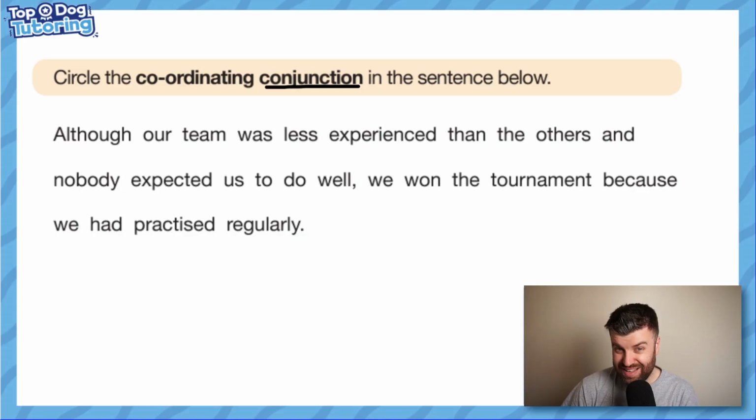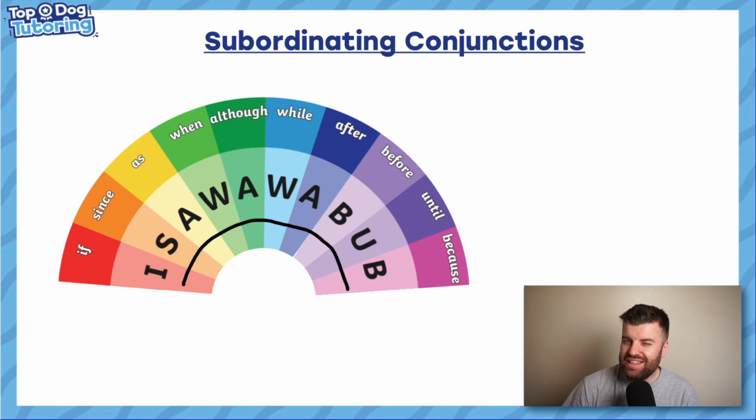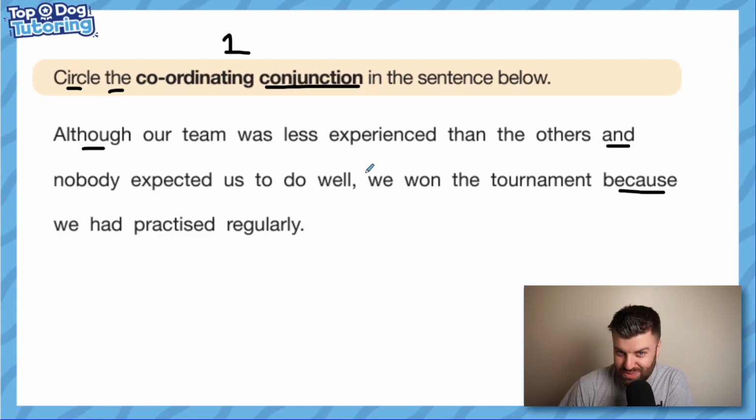Okay, again, if you did not know what coordinating meant, you would look through this and see, although our team was less experienced than the others and nobody expected us to do well, we won the tournament because we had practiced regularly. So we're stuck here. We've got three conjunctions. Here it says circle the coordinating conjunction. That is just one. Only one of these out of three is a coordinating conjunction. We've just seen the subordinating ones. You may remember some of them. And you may notice that two of these are actually subordinating conjunctions. Well, which one is a coordinating?